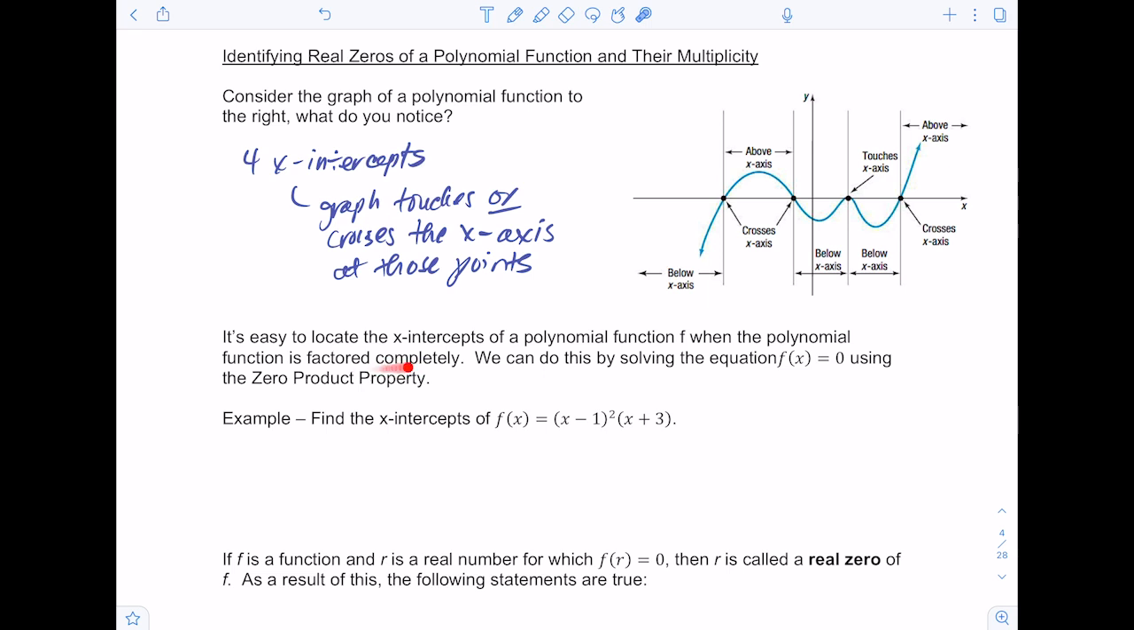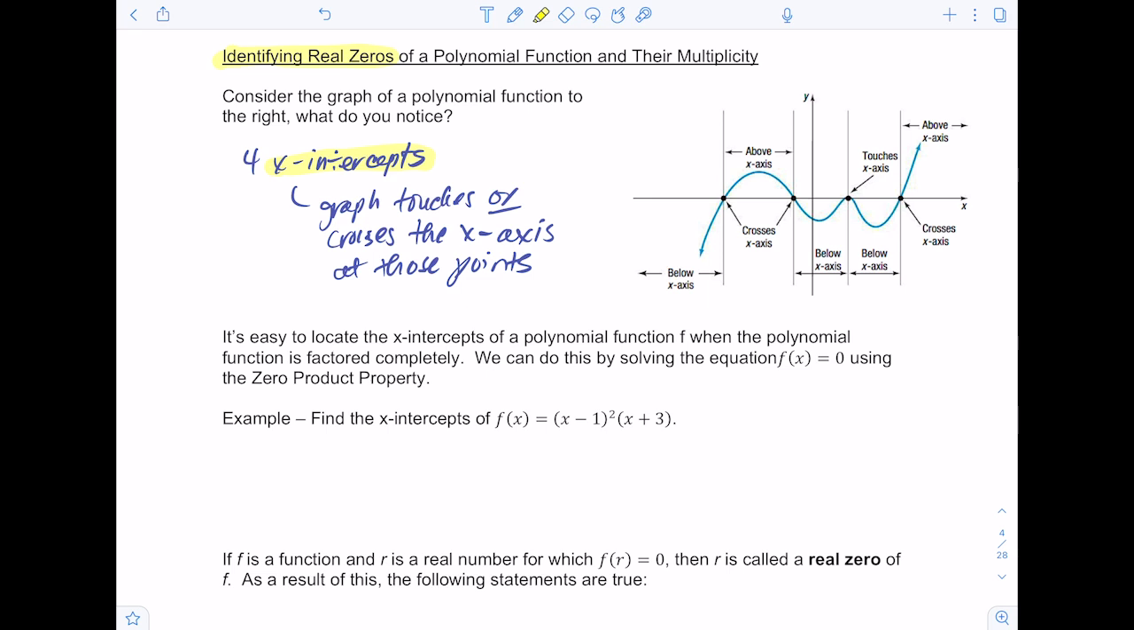Okay, so it's really easy to locate the x-intercepts of a polynomial function when the polynomial function is factored completely. And we're going to do this by taking equations and solving them and applying the zero product property. So what you want to gather from this information is that real zeros, another name for real zeros, are just intercepts. And the intercepts are on the x-axis in this case. How do you find an x-intercept? It's where y equals 0. That's where the function equals 0.